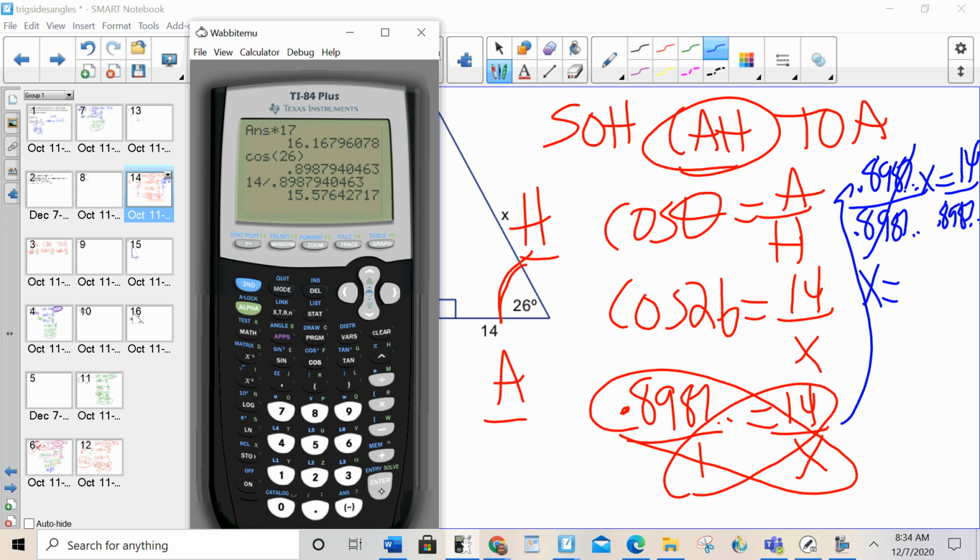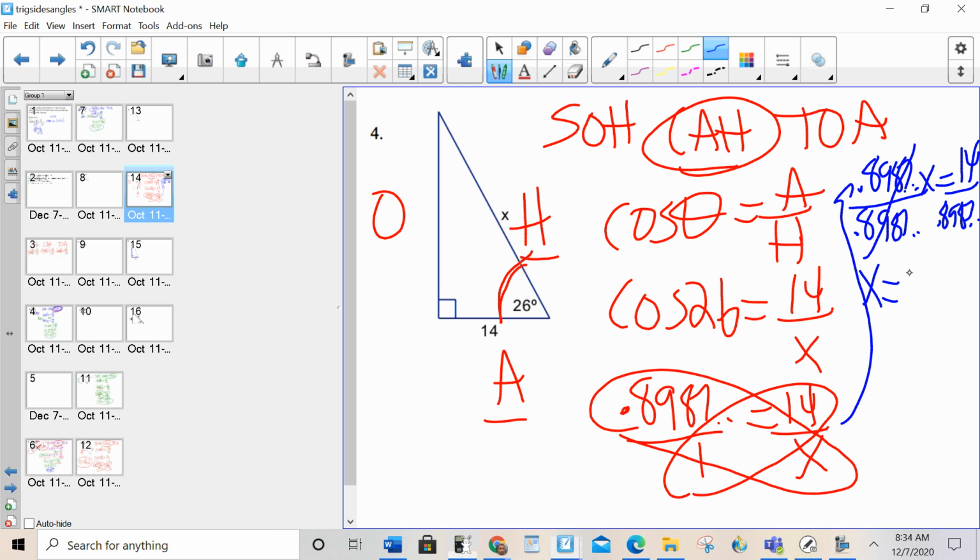Or the other way to do it, I can do 14 divided by second answer. So answer is above the negative in the bottom right corner. If I hit second and then that negative sign, A and S comes up, and that's just automatically copying and pasting the previous answer. In both cases, you see you get the same answer. To the nearest tenth, that's 15.6.